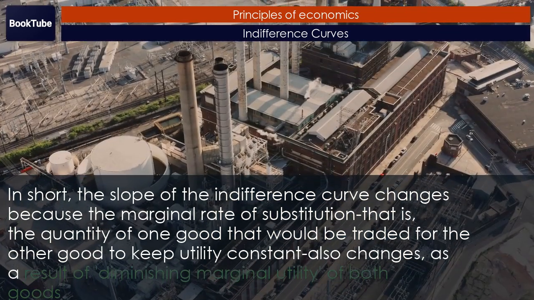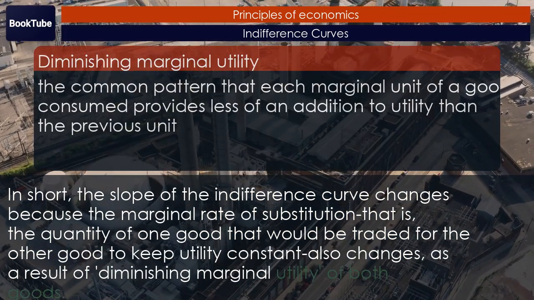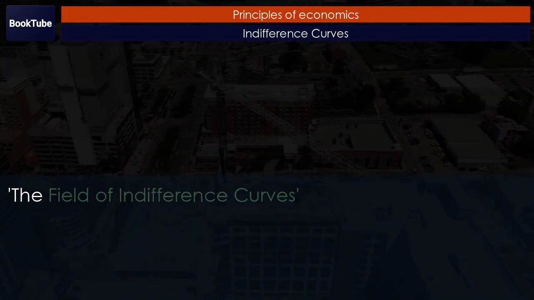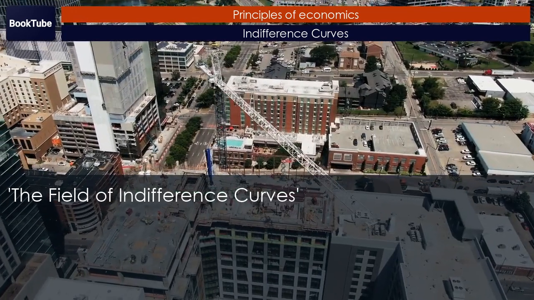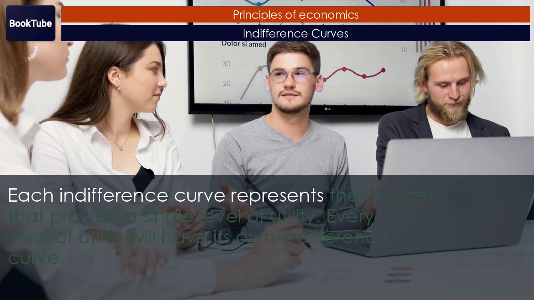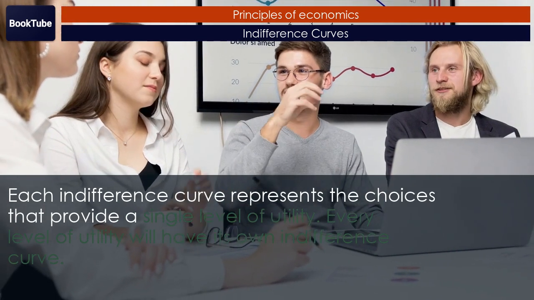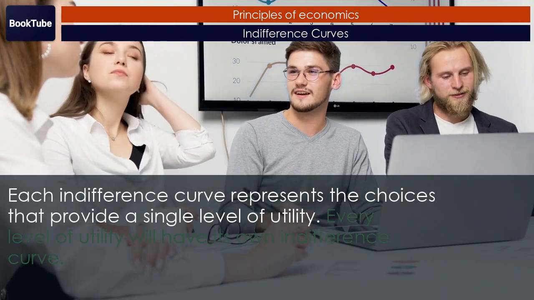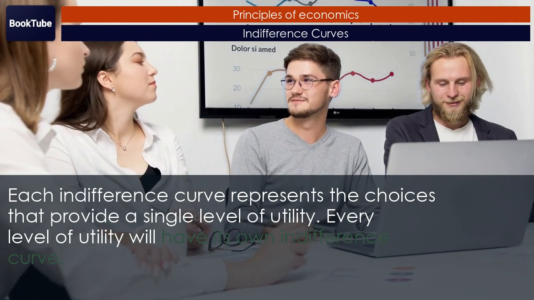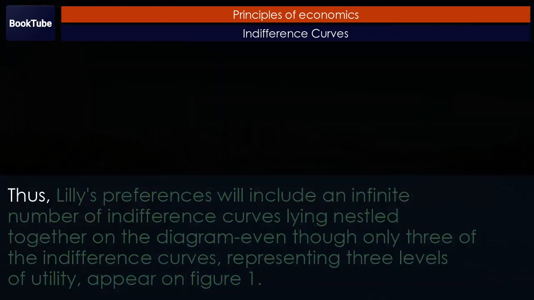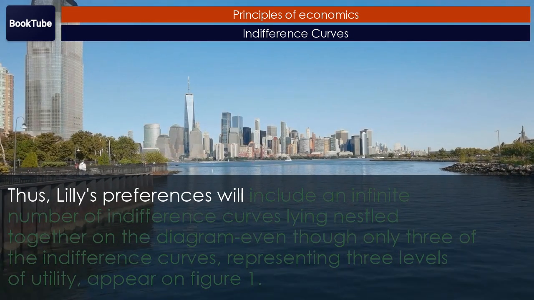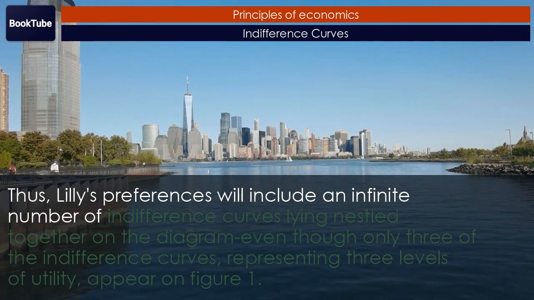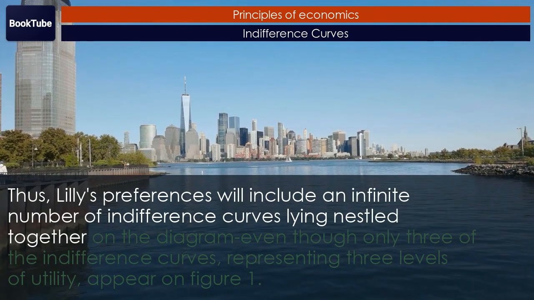As a result of diminishing marginal utility of both goods, we get a field of indifference curves. Each indifference curve represents the choices that provide a single level of utility. Every level of utility will have its own indifference curve. Thus, Lily's preferences will include an infinite number of indifference curves lying nestled together.